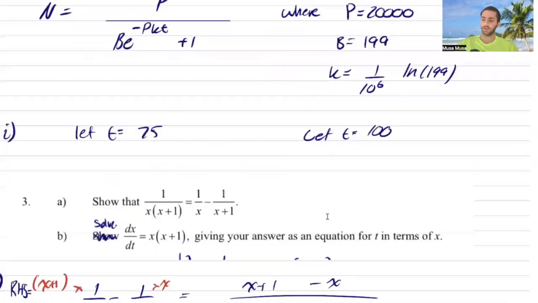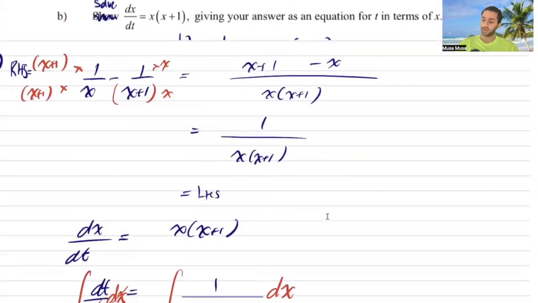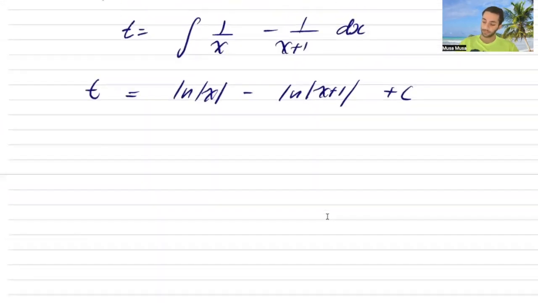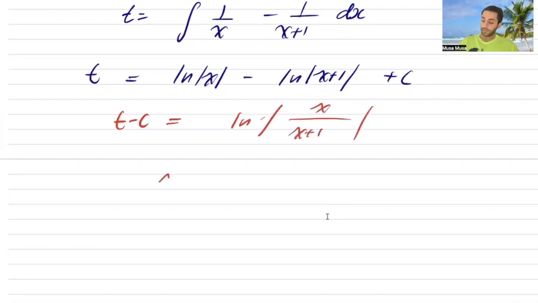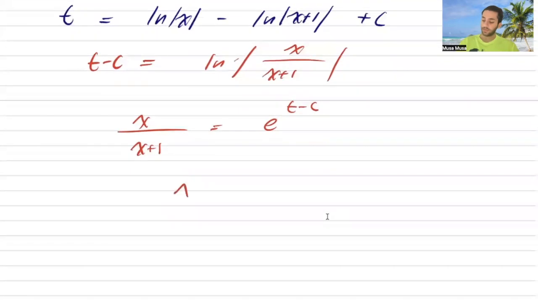But let's just chuck in the next part because I feel like that was way too easy. I'll say plus 4: x in terms of t. So now we need to get x as the subject. So t minus c, I should do this in red just to show that it's the next part. And then x on x plus 1 equals e to the power of t minus c. Again, that e to the minus c can be written as a.